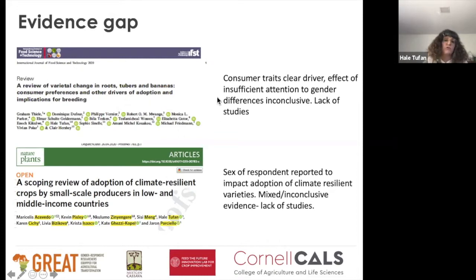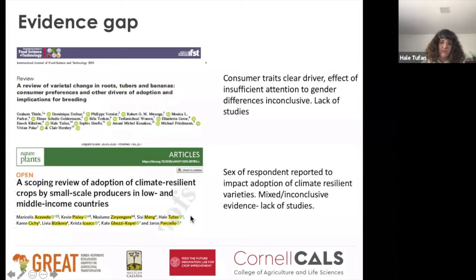But I'll speak to 2 studies recently that really illustrate this. I was involved in a review of the root tuber banana consumer preferences and the drivers of adoption. So there were 3 hypotheses: that consumer traits were driving adoption, and that insufficient attention to gender was negatively impacting adoption. The first hypothesis was found to be true based on the evidence: when consumer traits were included, you had higher adoption. But for the second hypothesis, to be able to say that because we're not paying attention to gender, there's a penalty on adoption, there weren't enough studies to even say yay or nay. So it was inconclusive.